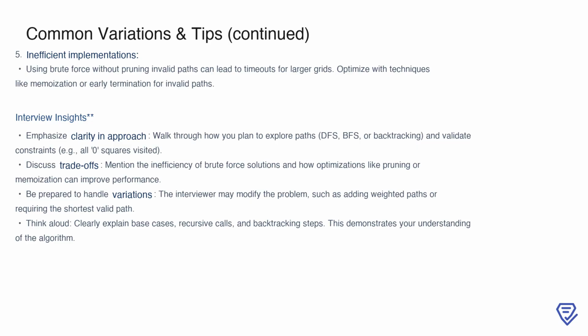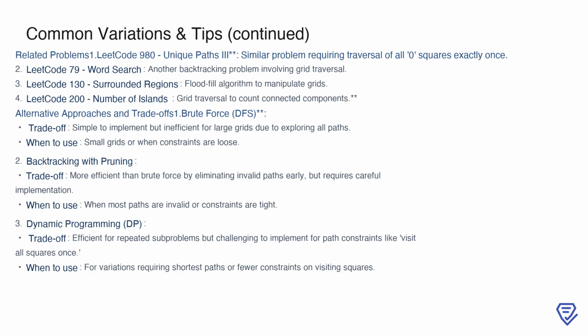Additionally, be ready for variations of the problem. An interviewer might introduce weighted paths or ask for the shortest valid path, so practice thinking on your feet. Finally, verbalizing your thought process is key. Explain each step, including base cases, recursive calls, and backtracking, to show your understanding of the algorithm and build confidence in your solution.